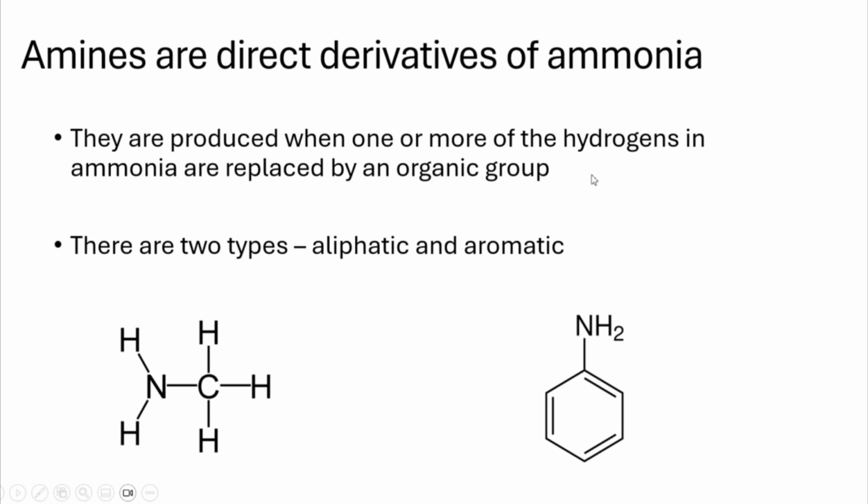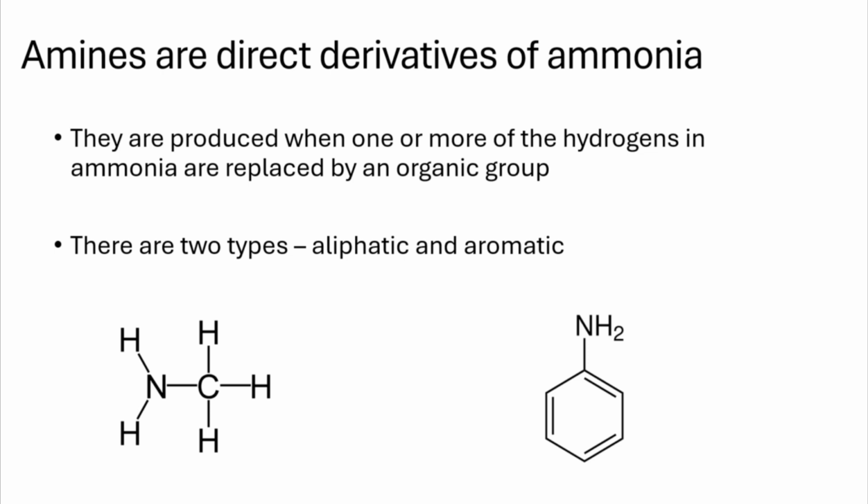Amines are direct derivatives of ammonia. Ammonia is NH3, and an amine is basically when you replace one of those H's on ammonia with an actual group, like an alkyl group, so like CH3. So they're produced when one or more of the hydrogens in ammonia are replaced by an organic group.